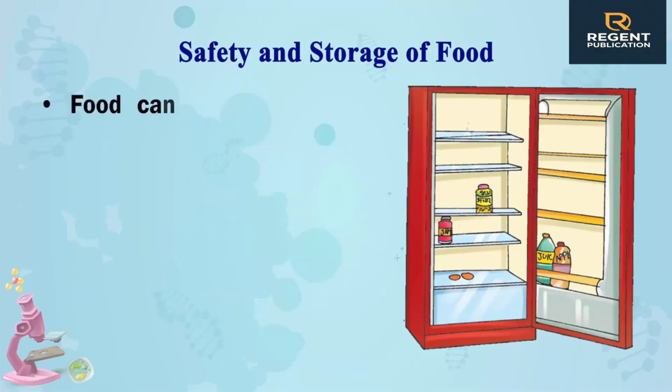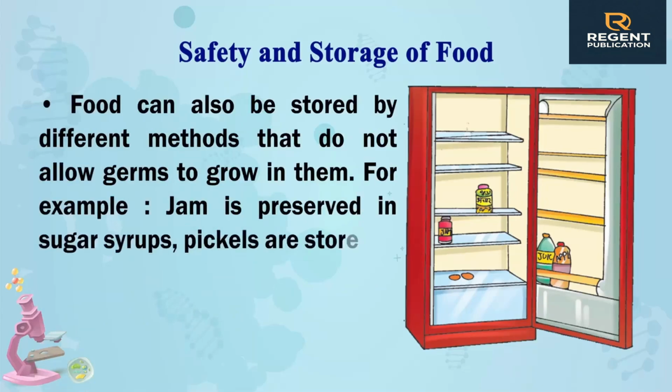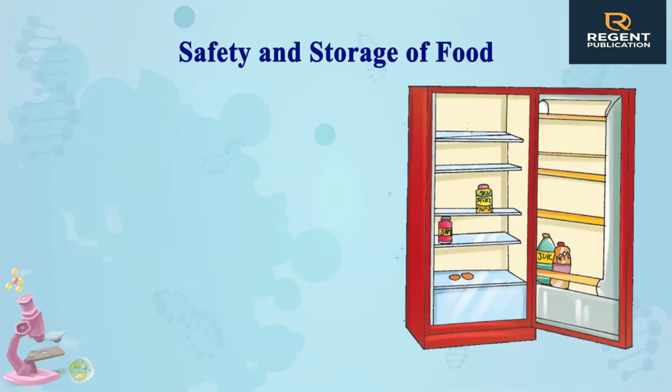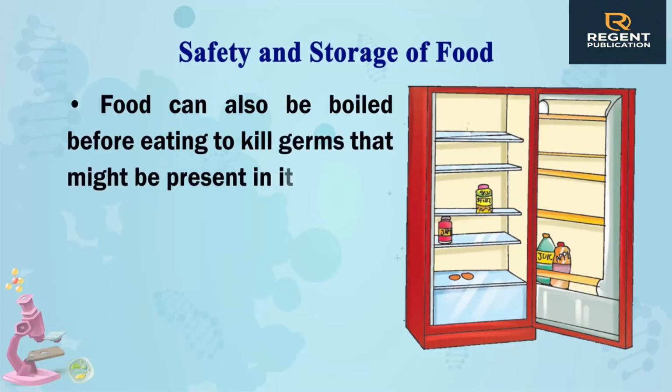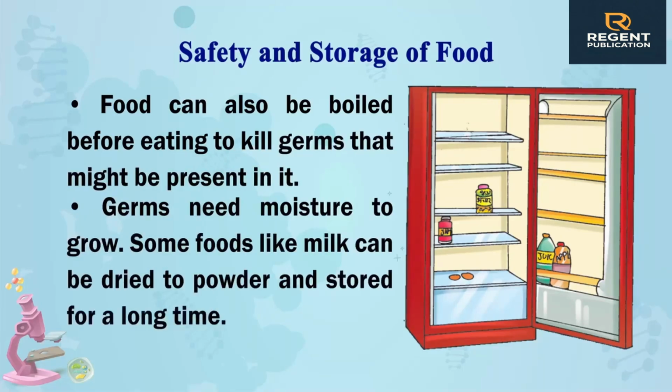Food can also be stored by different methods that do not allow germs to grow in them. For example, jam is preserved in sugar syrups, pickles are stored in oils, onions are kept in vinegar, and fish are salted to keep them good for a long time. Food can also be boiled before eating to kill germs that might be present in it. Germs need moisture to grow. Some foods, like milk, can be dried to powder and stored for a long time.